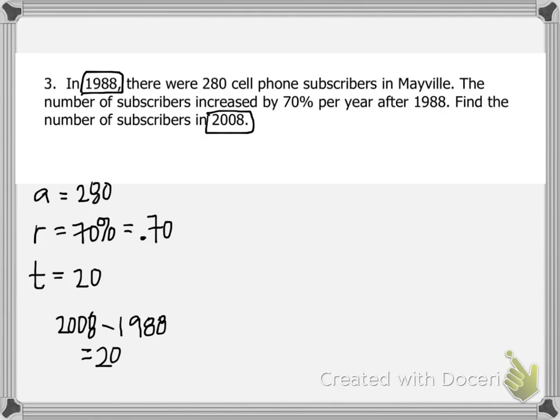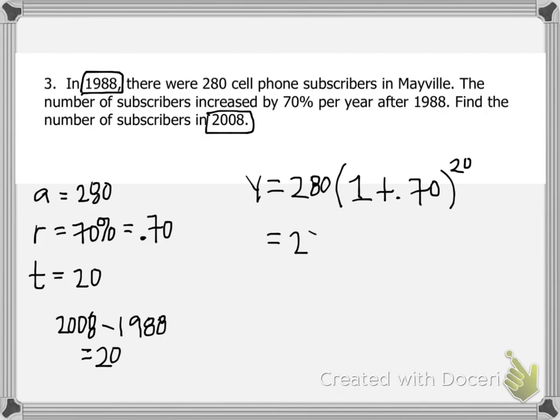Okay? Alright, so here is y equals 280 times 1 plus 0.7 because it's increasing. All of that raised to the 20th power. Okay, so this will be 280. Oops, sorry. Looks like a kindergartner's handwriting. So 280 times 1.70. And that 1.70 is what's going to be raised to this 20th power. So it's going to be 4642 times 280. Ooh, that's a lot.